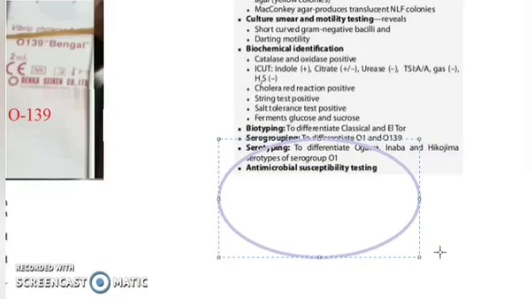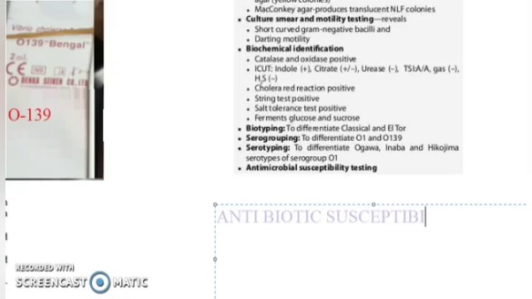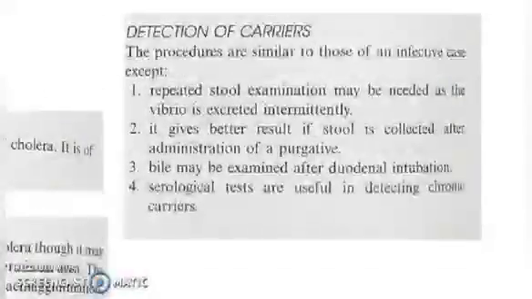Then antimicrobial susceptibility testing. See, this is something that we might forget. It is good if you add these things, you will get extra marks. Antibiotic susceptibility, Kirby-Bauer disc and all that, you know that, right? If you add that here, antibiotic susceptibility testing also we should do, you'll get extra marks. Now let me tell you how to get a little more extra marks here.